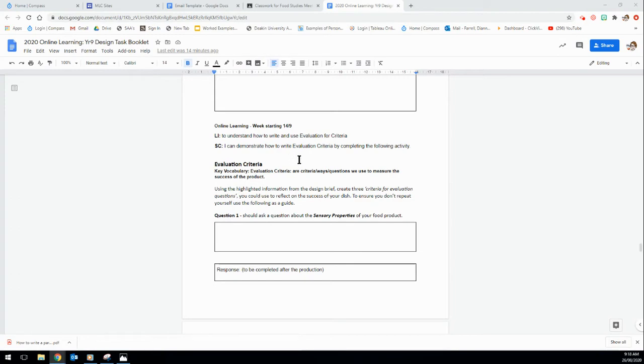Okay, so let's have a little chat about evaluation criteria. Key vocabulary is the word evaluation criteria. It is a criteria or ways or questions we use to measure the success of a product. Okay, so it's really important that you get your understanding around that concept. We use evaluation criteria to measure whether a product was successful or not.